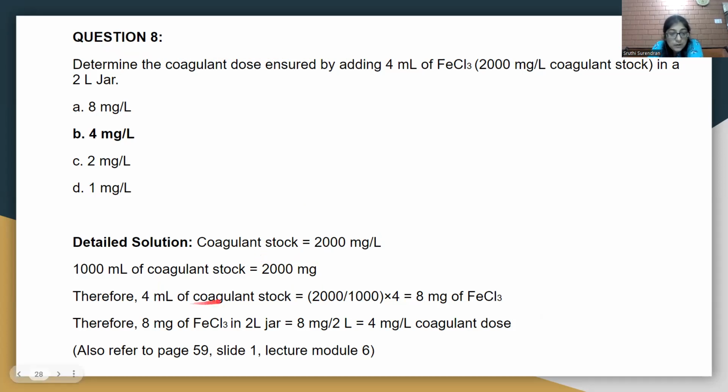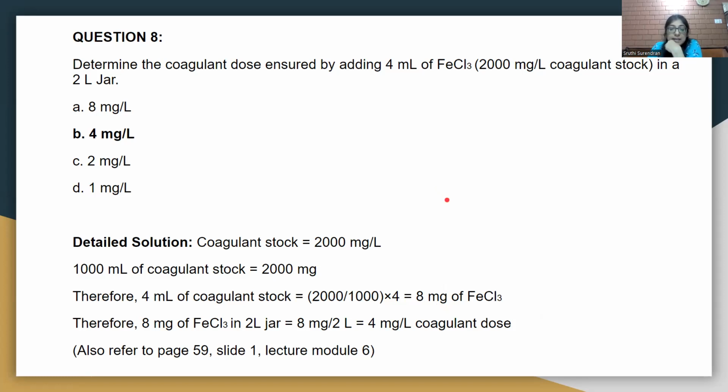So for 4 ml of coagulant stock, how many milligrams of coagulant would be there? You can do that by multiplying 2000 into 4 divided by 1000, which gives the amount of coagulant in 4 ml of coagulant stock, which is 8 milligrams of FeCl3.